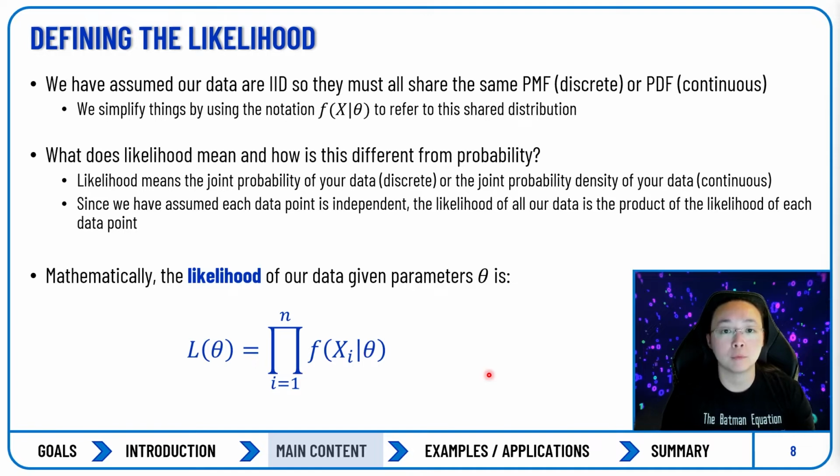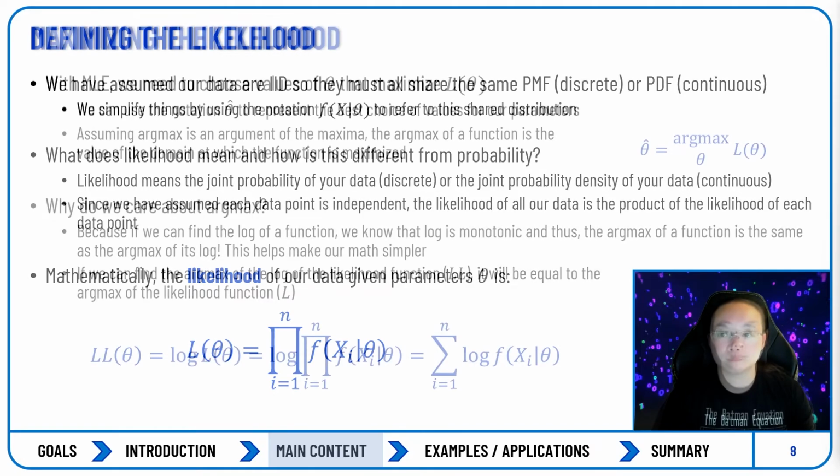So for different values of parameters, the likelihood of our data is going to be different. That's something that we can expect. If we have the correct parameters, then our data will be much more probable than if we have incorrect parameters. That's why we write the likelihood as a function of our parameters theta.